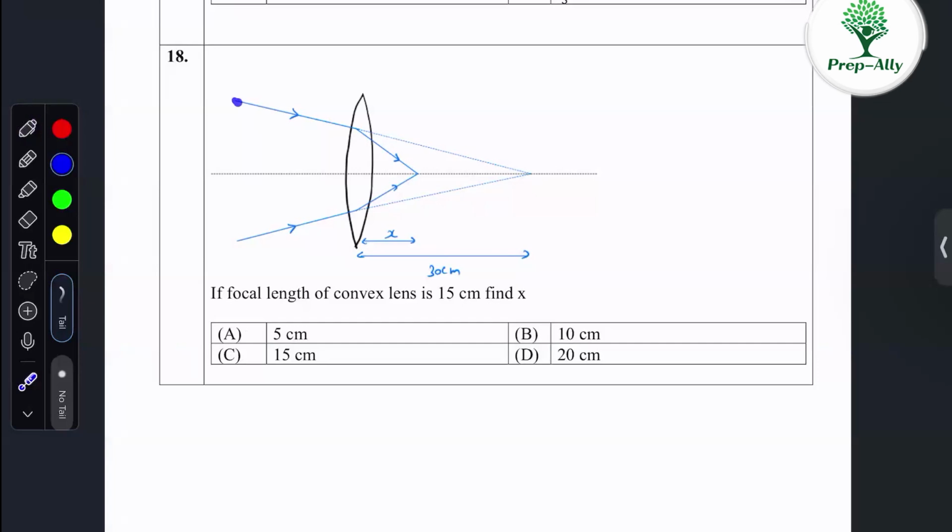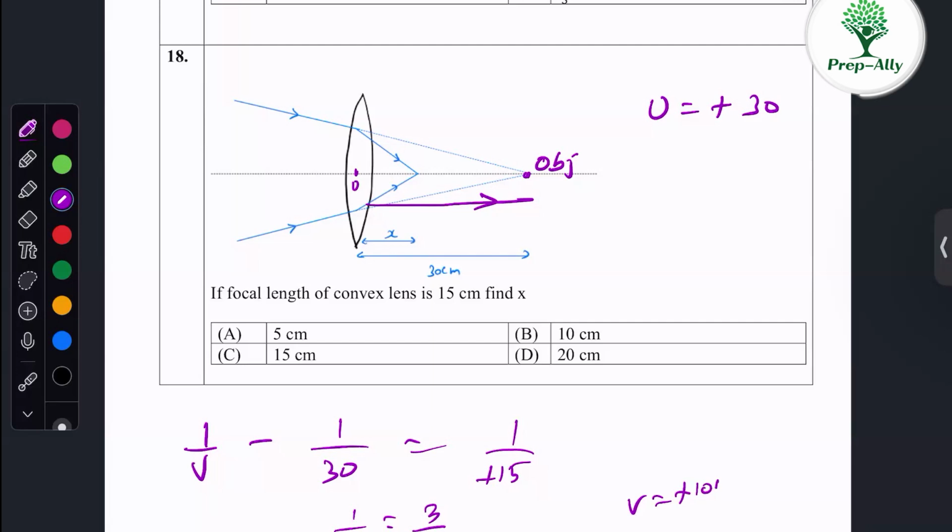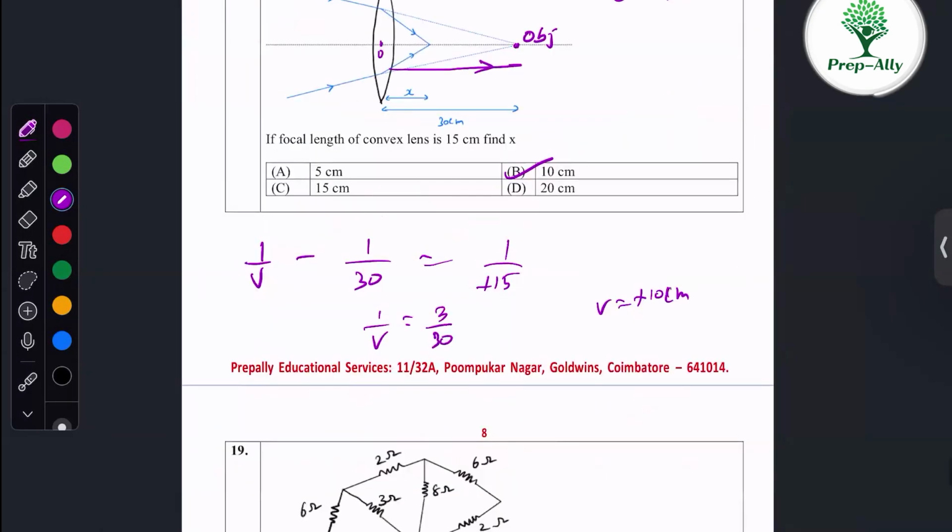So in question 18, the incident ray appears to go and meet at 30. So then this will act like the object. So U will be equal to plus 30 now, because it's a virtual object, and from the optical center we are going in the same direction as that of the incident rays. So positive. Then 1 by V minus 1 by U is equal to 1 by F. So from here we'll get the value of V as 2 by 30 plus 1 by 30. So it will be equal to plus 10 centimeters. The answer for question 18 is B.